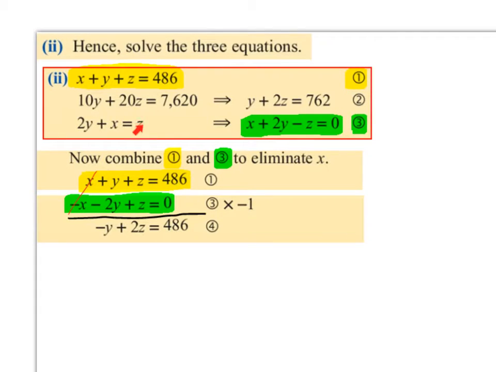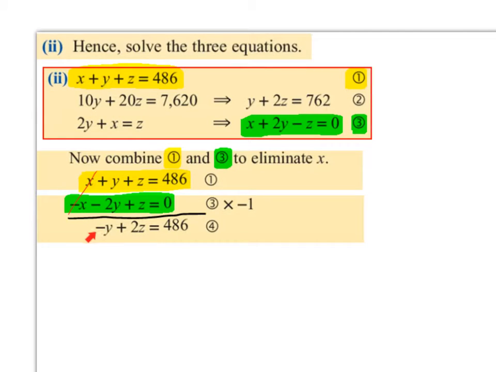So the z comes over the equal sign and becomes minus z, and we let it equal to 0. So we have x plus 2y minus z is equal to 0. We're going to multiply by minus 1, or you could just change the signs. So x becomes minus x, 2y becomes minus 2y, minus z becomes positive z, and that's all equal to 0. Now our x's will cancel because we changed the signs, and then y minus 2y is minus y, z plus z is 2z, 486 plus 0 is 486.